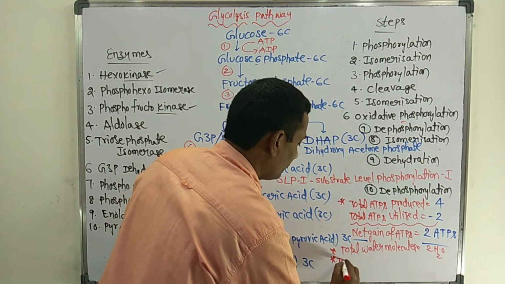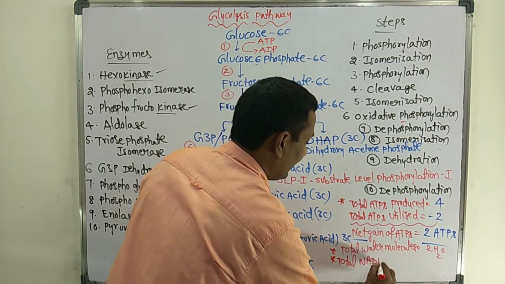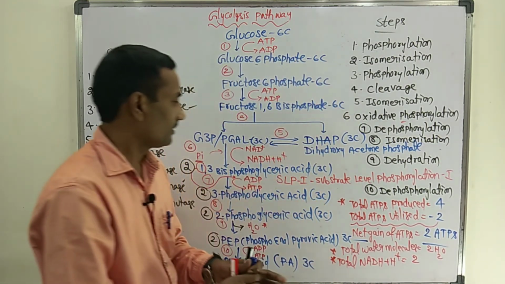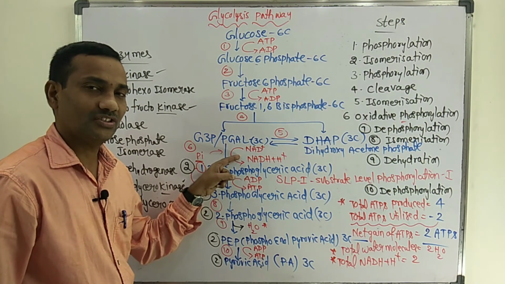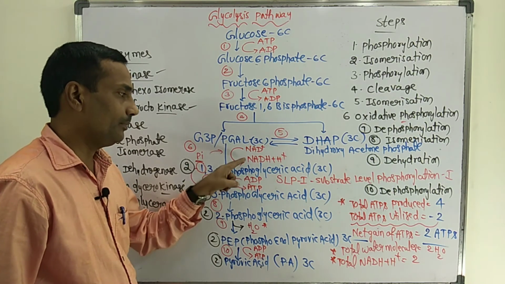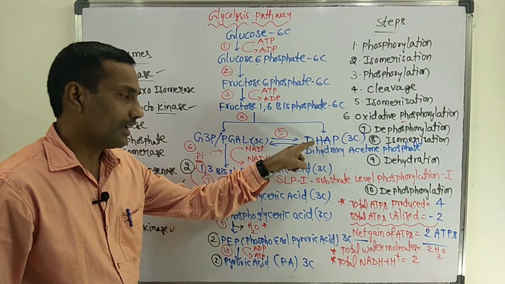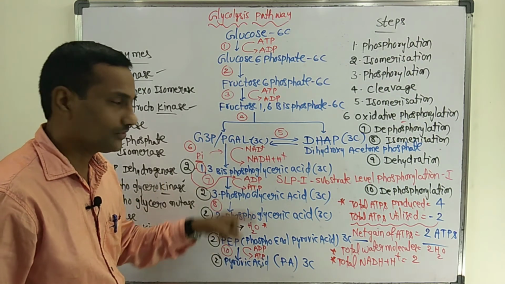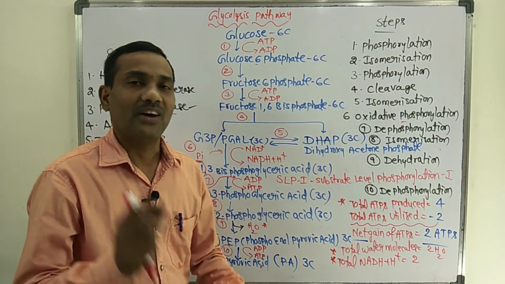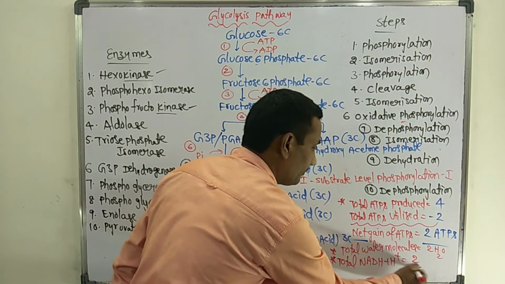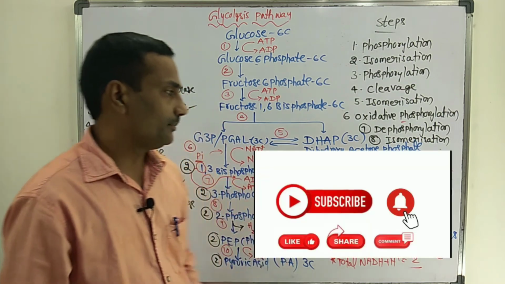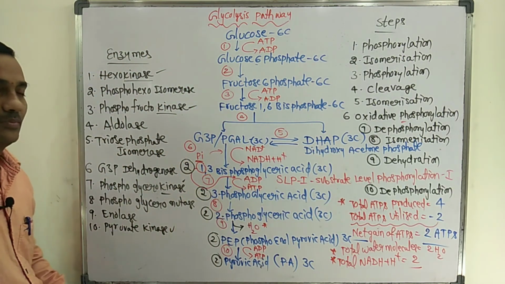Next, total NADH plus H plus produced: they are 2. At the 6th step, oxidative phosphorylation occurs. There, for 1 G3P, 1 NADH plus H plus is produced. Again DHAP converts and the process continues, and one more NADH plus H plus is produced. Total NADH plus H plus produced is 2. This pathway occurs in 10 steps, catalyzed by 10 enzymes.